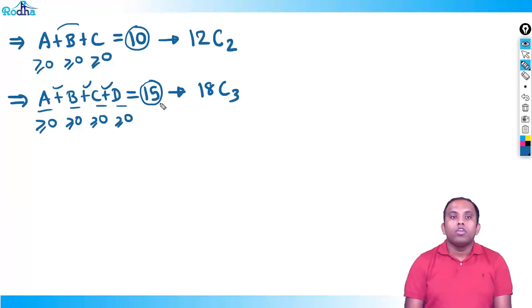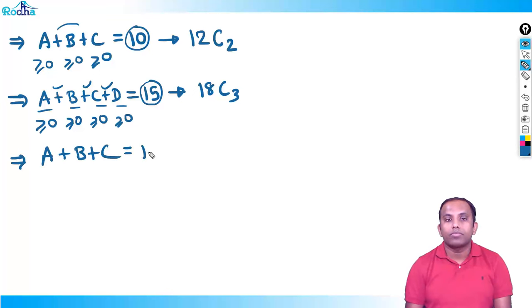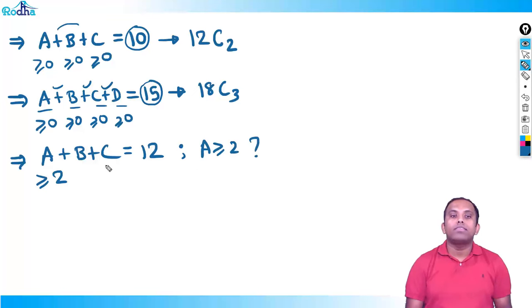Okay, so see, let me put one more condition now. Now see here, if A plus B plus C is equal to 12, but it is given that A is greater than or equal to 2, then what is the number of solutions in this case? This question reads as: 12 chocolates are to be given to three persons A, B and C such that A gets at least two chocolates. Right? So what is the answer?